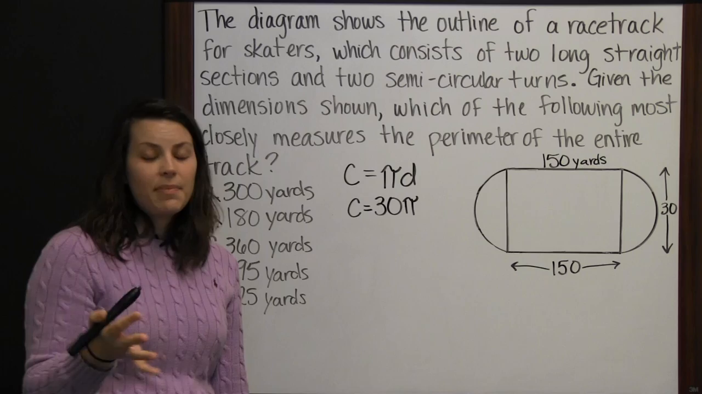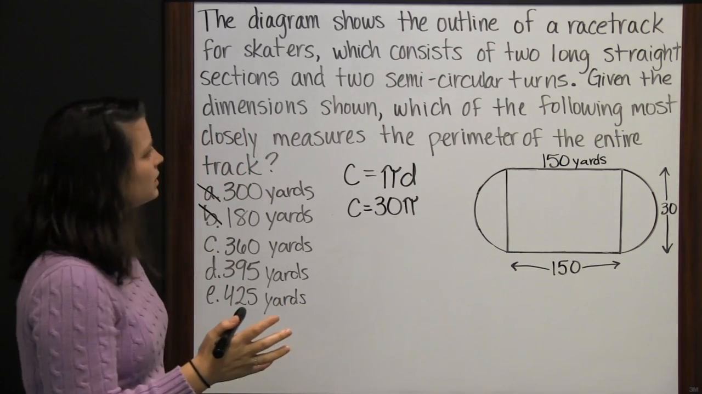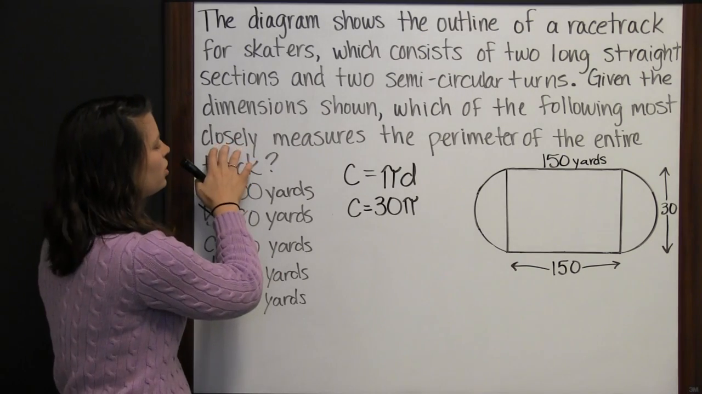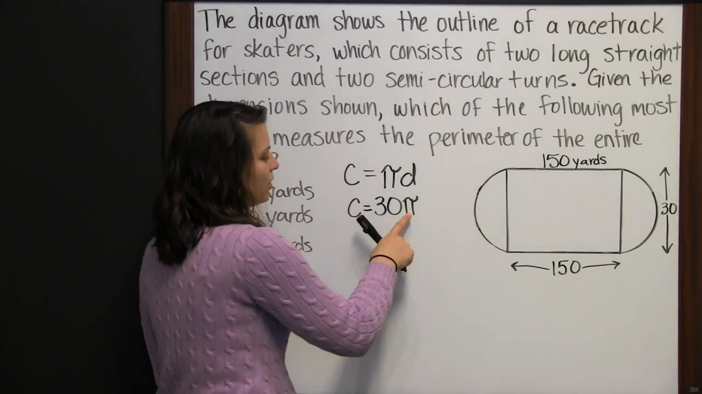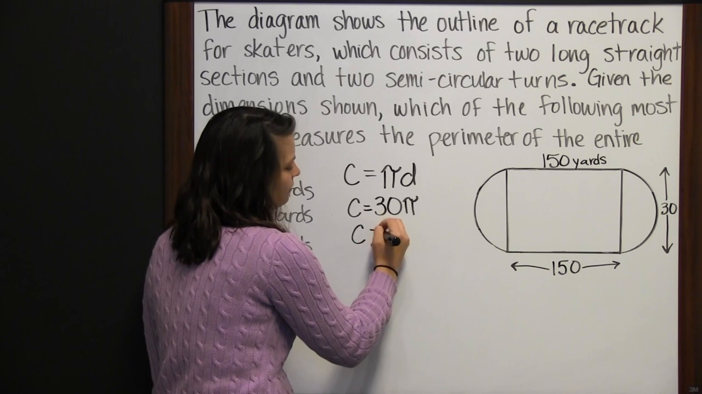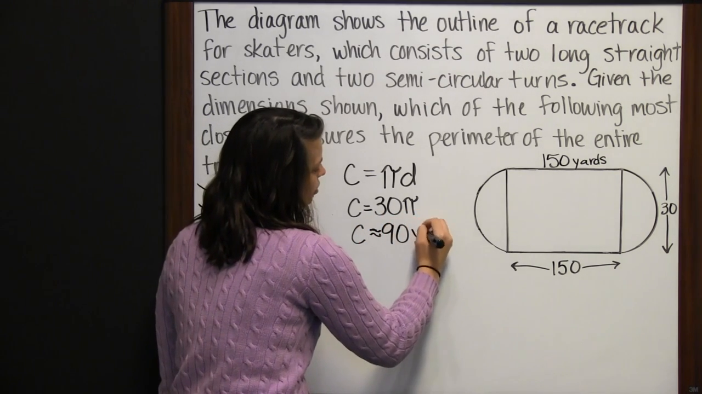And pi is about 3. It's actually a little over 3. But since they said most closely measures, we'd probably be okay just using 3 for pi. So our circumference is about 90 yards.